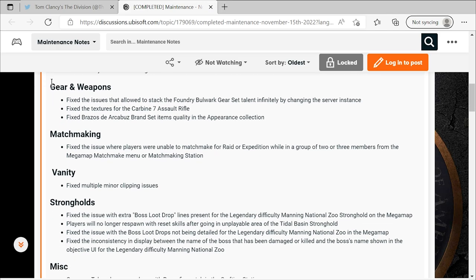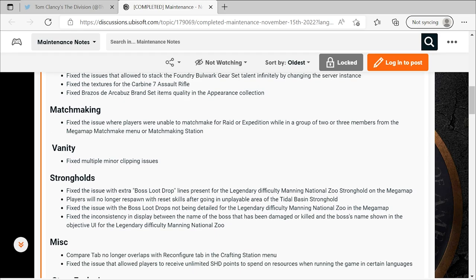The other fixes for the gear and weapons besides Foundry: they fixed some textures for the Carbine 7. Not entirely sure what was wrong there, but always glad to hear that. And then they fixed Brazos's item quality in the Appearance Collection tab. I assume that means maybe more transmog accessibility now, because I think some of them are still blocked or limited. I haven't been able to log on yet this morning, so I'm not 100% sure what that means, but glad that they're sorting some of that stuff out.